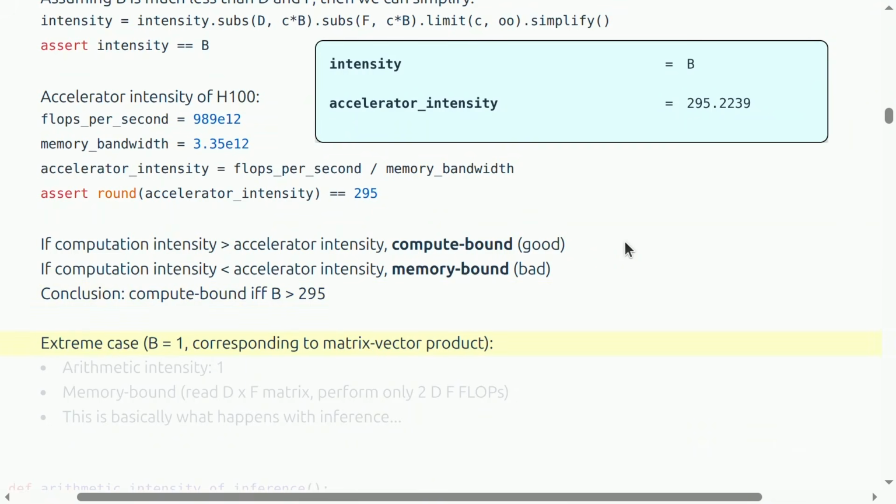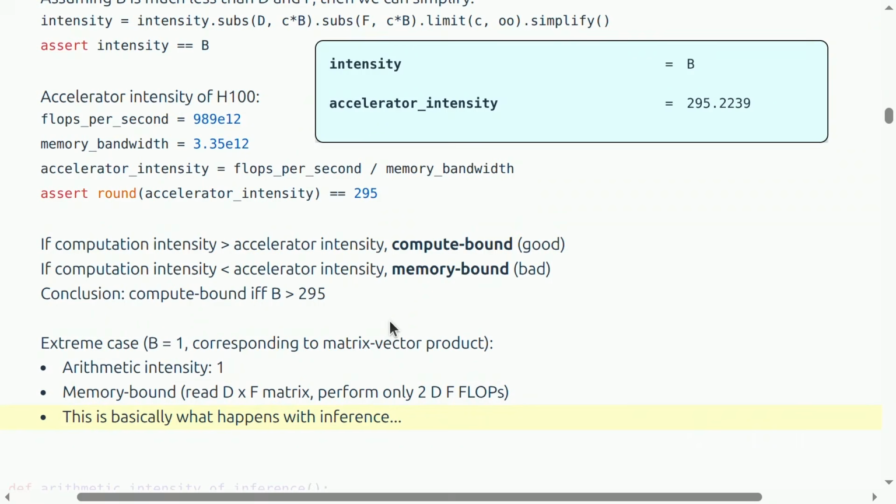Here's an extreme case. Suppose you just have one example. What happens then? Your arithmetic intensity is going to be 1, and this is going to be memory bound. You can see what's going on: you're reading this D by F matrix, but B is only 1, so you're effectively doing only 2 times D times F flops. This is basically the workload you'll see in inference. You don't get full matrices, you get very thin matrices or tensors.